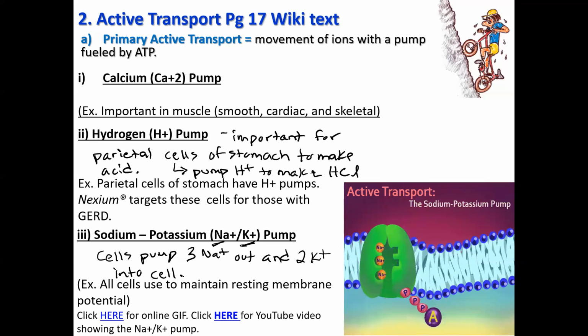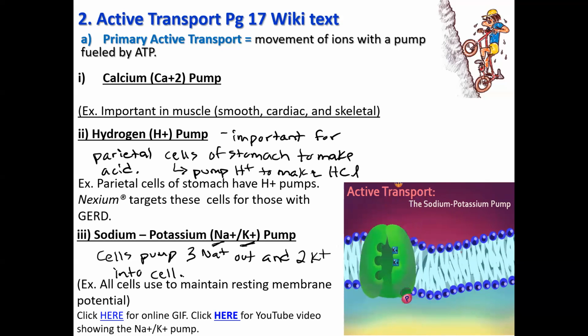So this is why this pump is very important to get yourself back to a resting position. Think of a skeletal muscle. It gets the chance to rest after it contracts. So you pump 3 sodium out of the cell, like the muscle cell, and bring in 2 potassium into the cell. Sodium is always stimulatory. Potassium makes cells kick back and relax. This will be very important for you later on. All cells use this to be able to rest.